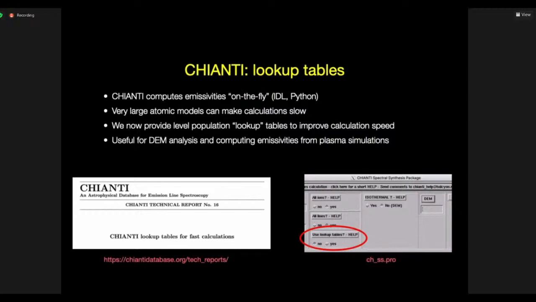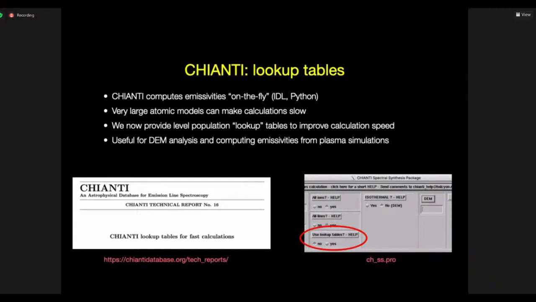Since the beginning, the CHIANTI software has always computed emission line emissivities directly from the atomic data as they're requested from the user. Computing a synthetic spectrum can take a long time, and this has only got worse with time as we've introduced larger and larger atomic models. To help get around this, we now have level population lookup tables that greatly increase the calculation speed. This can be very useful for DEM analysis, for example, or computing line intensities from plasma simulations.